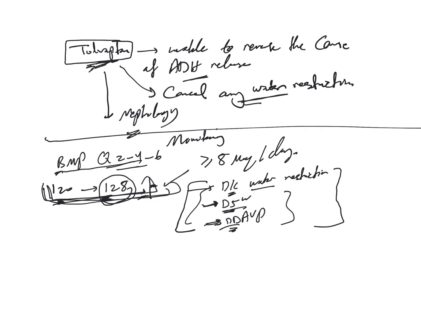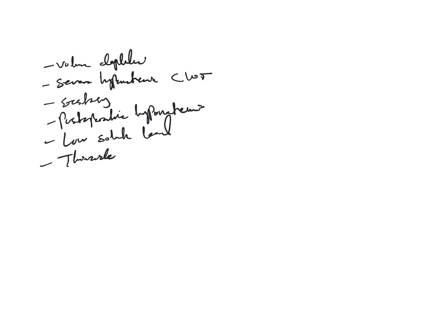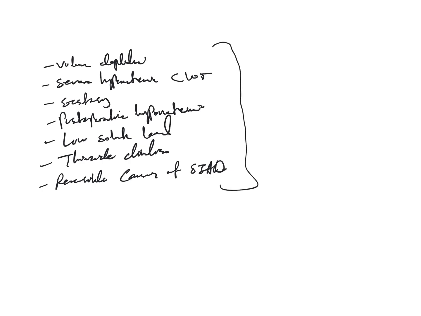There are some conditions that are known to correct quickly. These conditions are volume depletion, those with severe hyponatremia less than 105, ecstasy, post-operative hyponatremia, low solute load like tea and toast and beer potomania, thiazide diuretics once they're stopped, and irreversible causes of SIADH. So these are conditions where we have to pay closer attention to the sodium and not try to overcorrect. Okay, why do we try to prevent overcorrection? To prevent what?